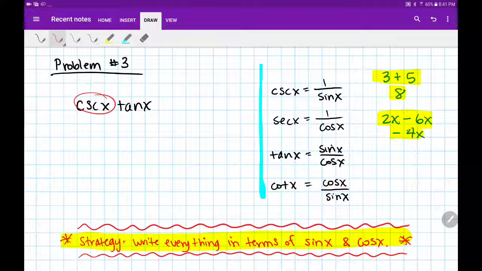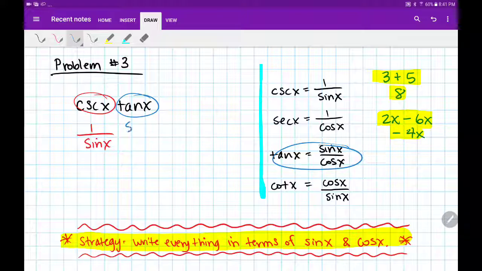Okay, I need to rewrite cosecant. So it's going to be 1 over sine x. Next, I need to rewrite tangent so that it's in terms of sine and cosine. So I'm going to use this formula, which is sine x over cosine x. And keep in mind we're multiplying, so when we multiply fractions, we go straight across. But wait, there's something I can do right here, right now. I see I have a sine x in the numerator and in the denominator. If I have the same thing in the top and the bottom, they can cancel.